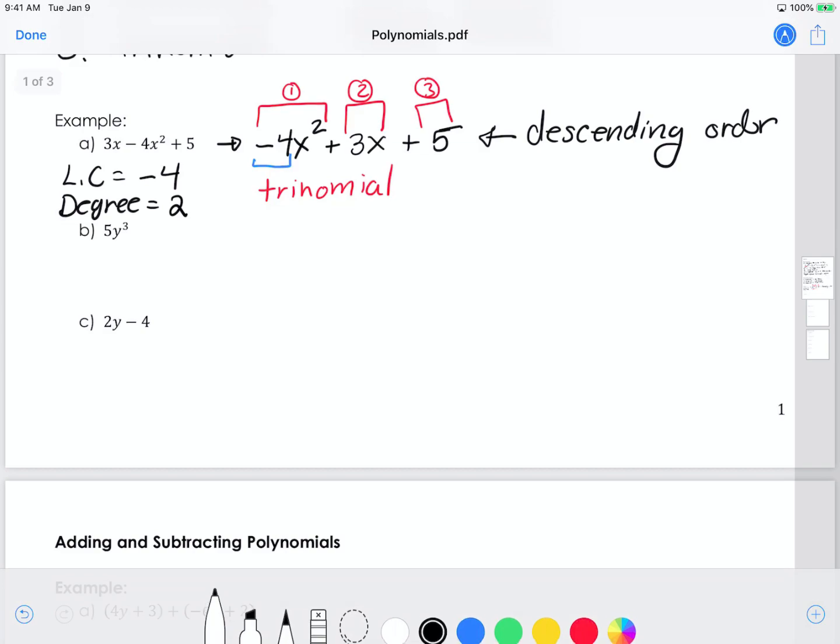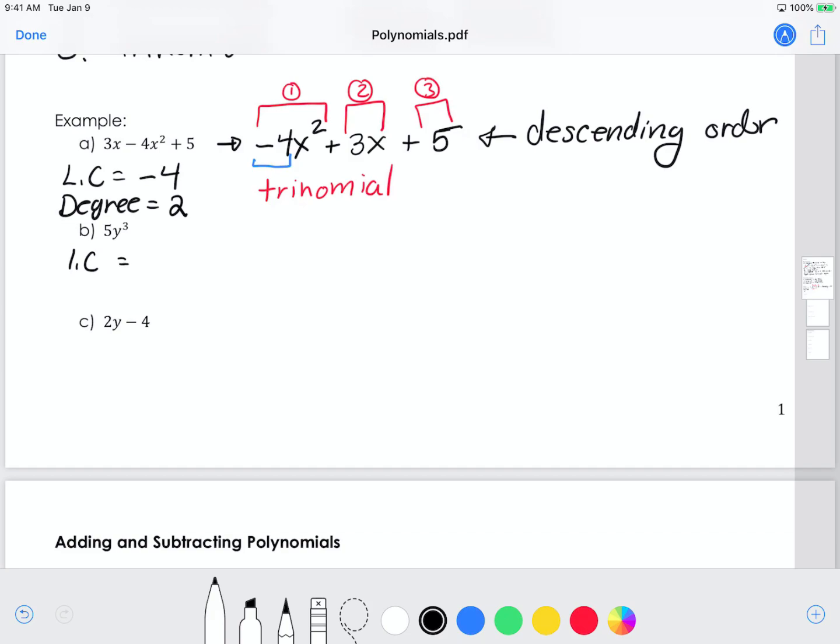Okay, looking at the next example, 5y to the third. There's only one term here, so I don't have to put it in descending order. My leading coefficient by default would be 5, and my degree by default would be 3 because we only have one term here. And because we only have one term, this would be considered a monomial.